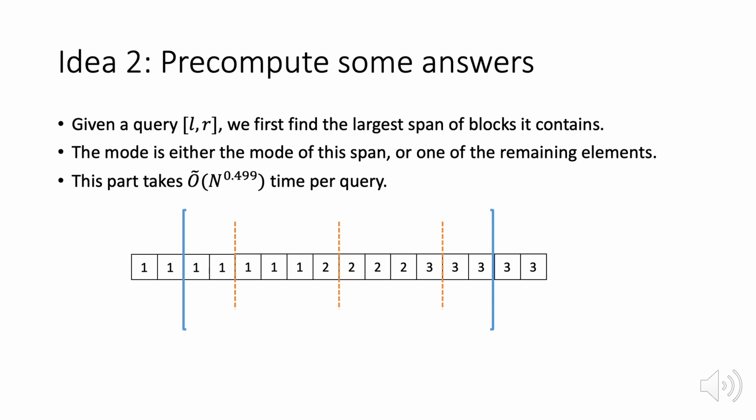For instance, here, the query is a range included by the blue parentheses. We first look at the largest span this query contains, and we already pre-computed the range mode of this span. Then we look at the remaining elements, which are 1 and 3. And finally, we determine that the mode is 1.